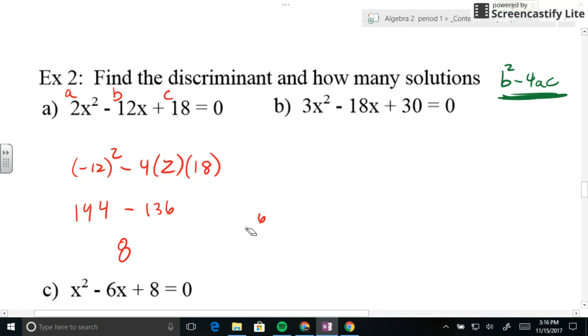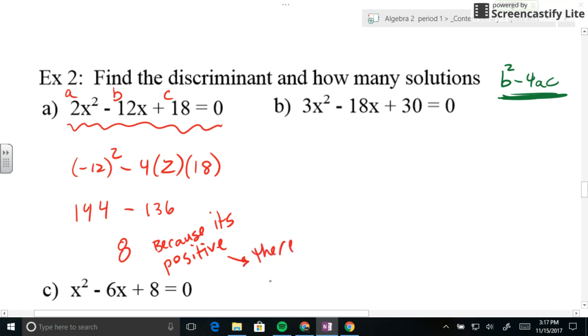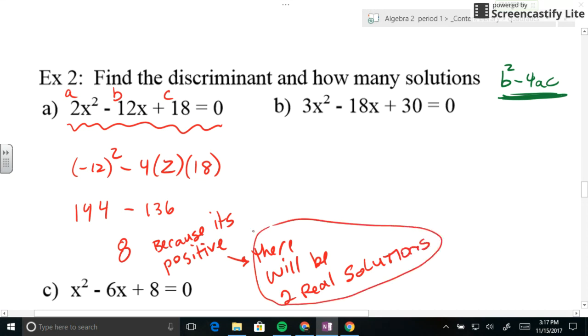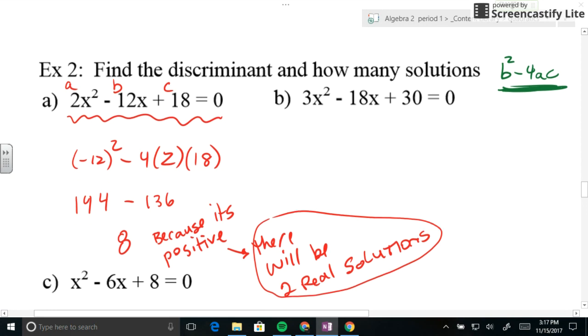And since 8 is a positive number, there are actually going to be 2 solutions for x here, 2 real solutions. And that's how I can figure that out.